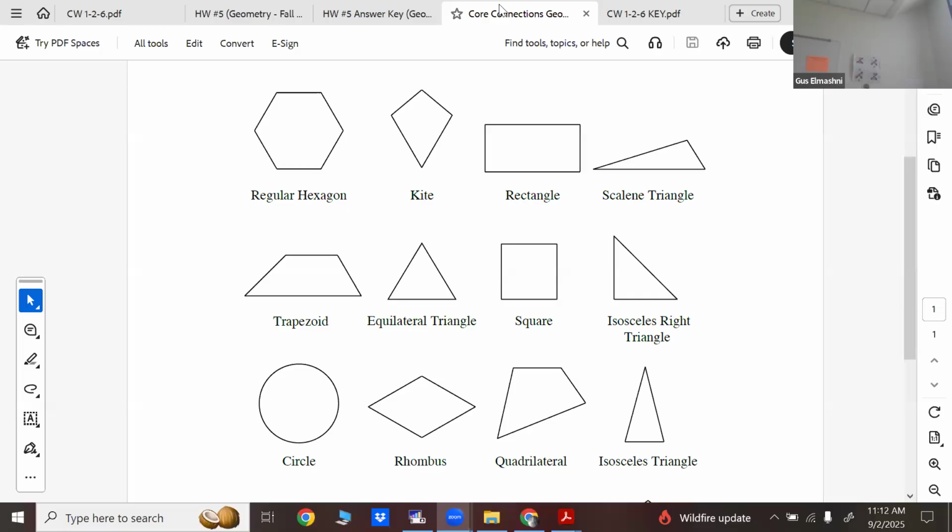Would a kite have that? No, you have to rotate. Rectangle, no. Scalene triangle, no. How about an equilateral triangle? Yeah, if you rotate 120, you keep getting the same shape. Square? Yep. Isosceles, no. Circle, yeah, for sure. Rhombus, no, because not all the angles are the same. Isosceles triangle, no.